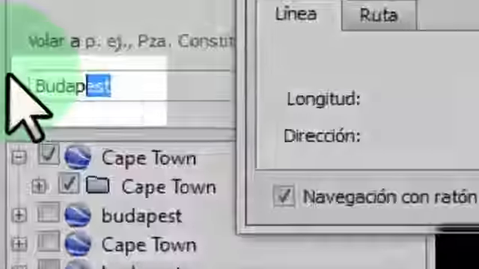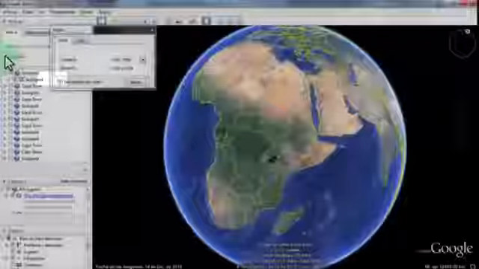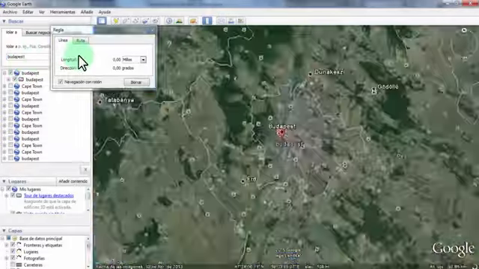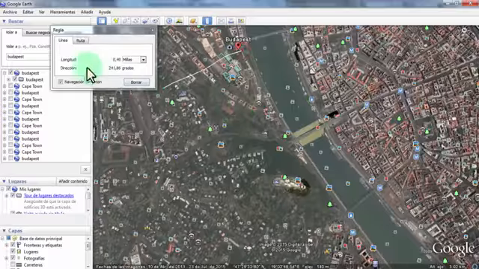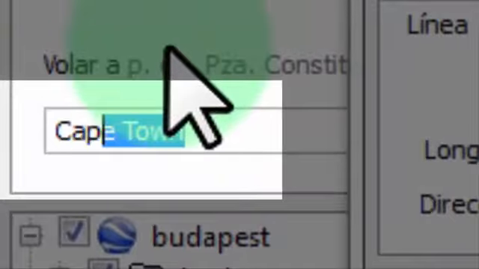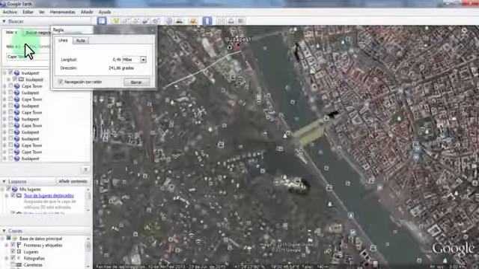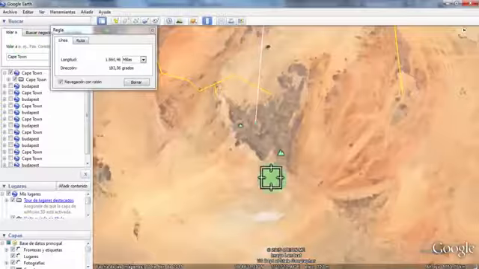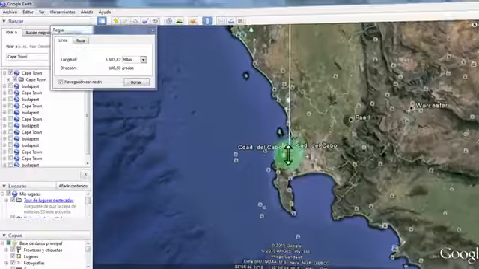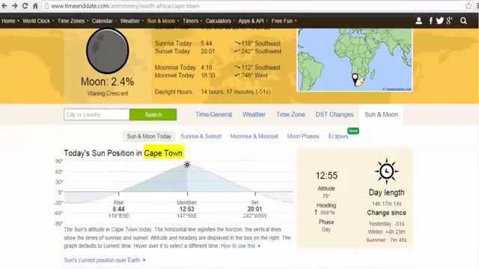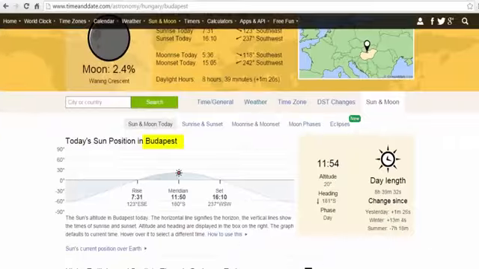Now we are going to choose two cities that lie under the same meridian circle. I chose Hungary, Budapest, and South Africa, Cape Town. Please notice that in January, and according to the Time and Date website, the sun at midday should be between these two cities. As you can see, in Cape Town, the sun at midday is in the north, while in Budapest, it's in the south, which makes our math easier, of course.